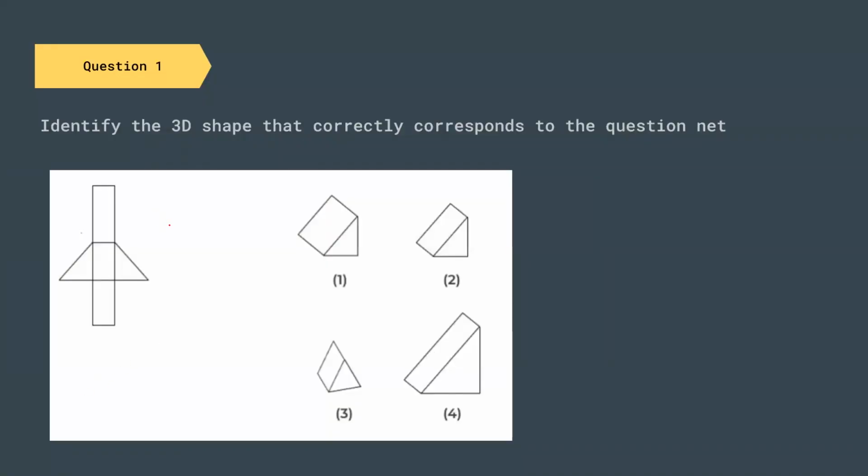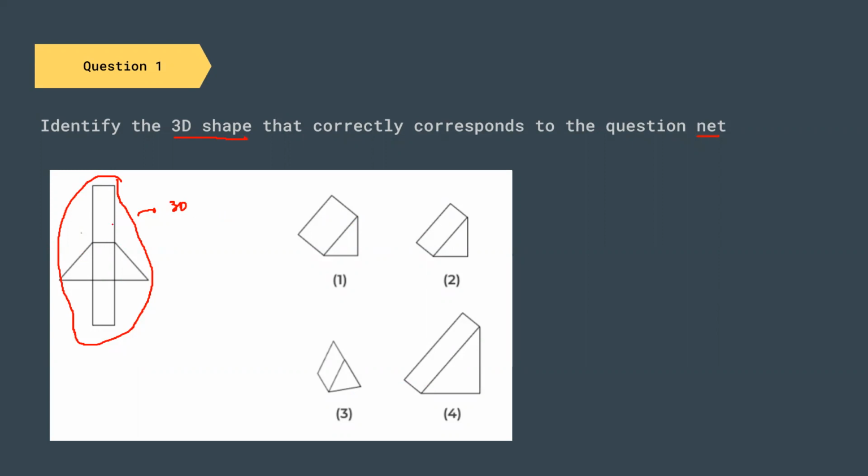So this is our first question. Identify the 3D shape that correctly corresponds to the question net. This is a 2D figure, and if we fold it, we are going to get a 3D figure. You have to say which of these four figures we will get if we fold this 2D figure. Today we are not going to select the answer, we are going to eliminate the answers that are not probable, and whatever is left is our correct answer.